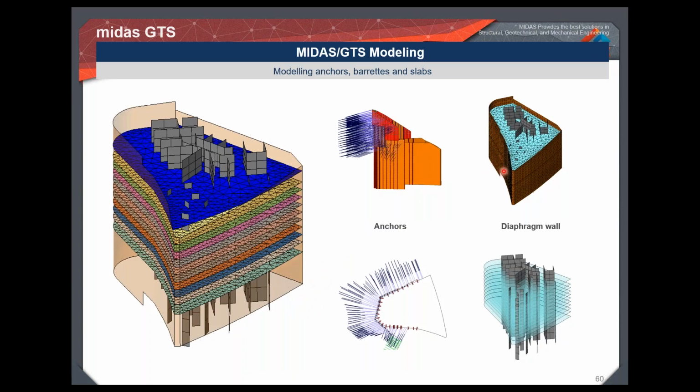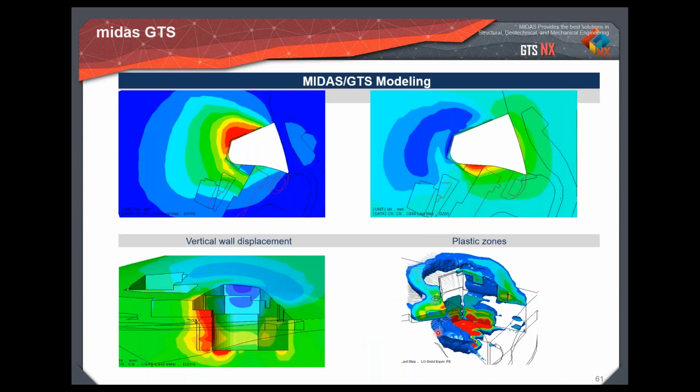So this is the solution provided by them, and they have provided the anchors and diaphragm walls. And they found that all the settlement has been concentrated only at the bottom. You can see the plastic zones forming only at the bottom, and there is very little lateral displacement. And now their objective has been achieved. They ran the analysis, and they found that it is safe. So these are the vertical wall displacements and the plastic zones.